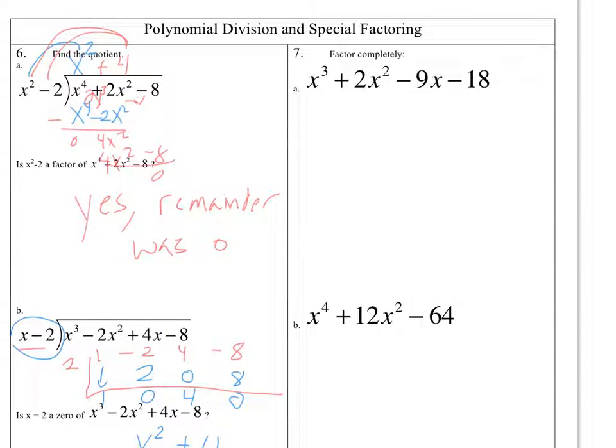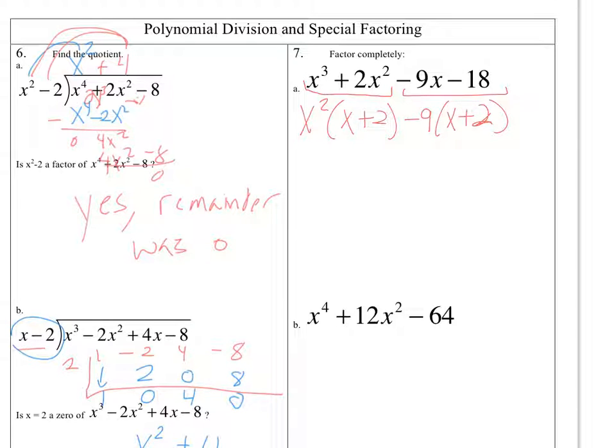Now we got to do some factoring. Something cubic, my first instinct really should be to try to factor this by grouping. That's going to be our fastest and best way to do this. First two, I have an x squared in common, and I'm left with x plus 2. Second two, I can take a minus 9 out, and I'm left with x plus 2.